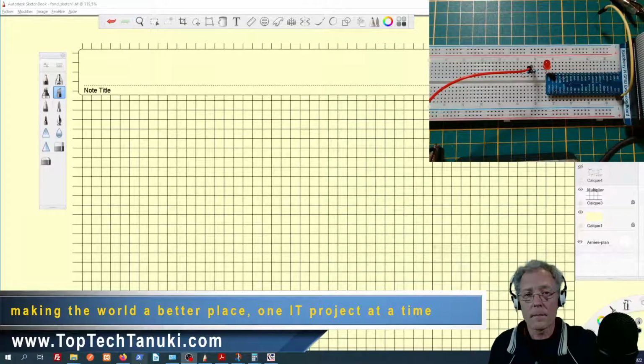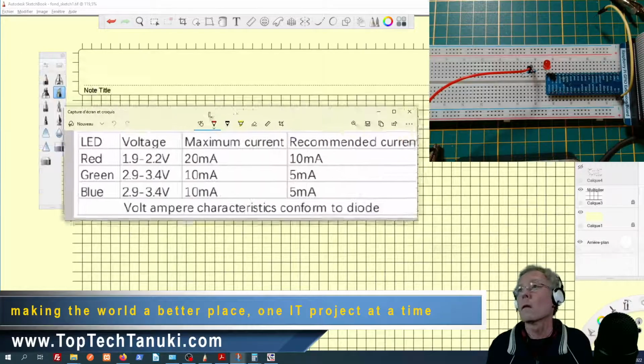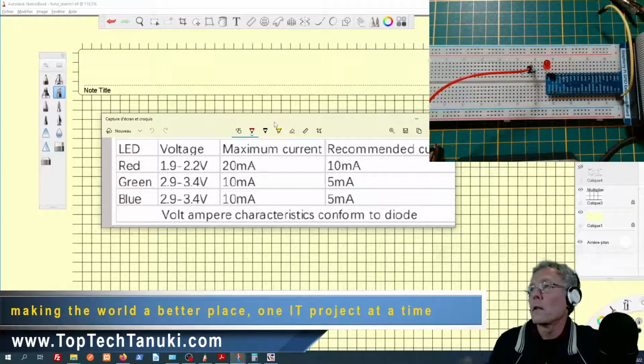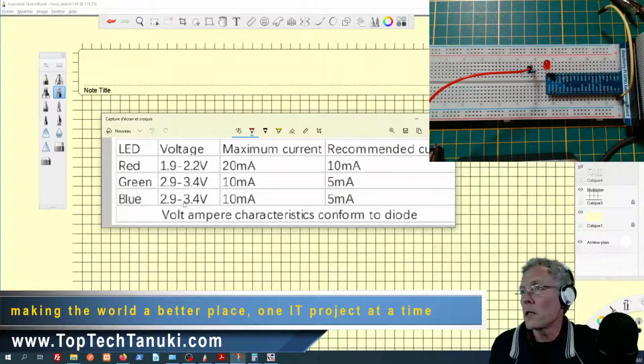And the first thing is to know what it's all about. I mean here, what are we working with? What are the constraints on the components? Here we see that we have a red LED. This is coming from the documentation in my kit, so maybe you have other values if you bought another kit, but in my case, the red LED has a voltage ranging from 1.9 to 2.2, has a maximum current of 20 milliamperes and a recommended current of 10.